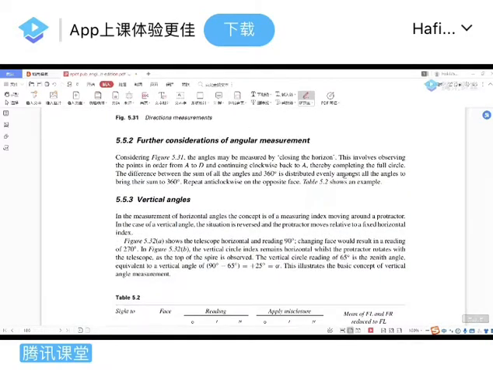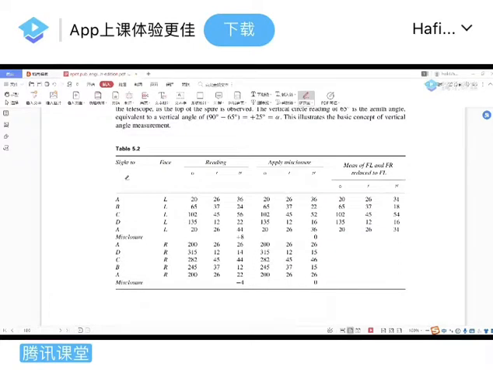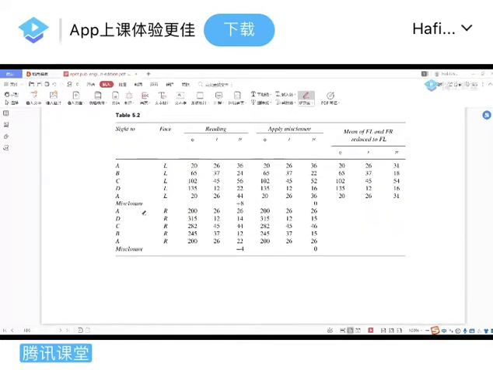But it's not important. I just let you know. Also, you can do the vertical measurement through this. Of course, we got to know how to handle all this information.